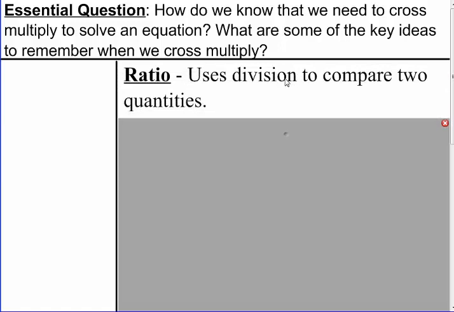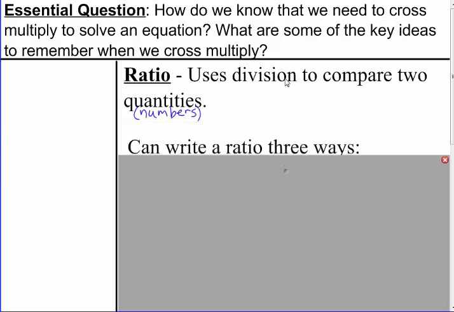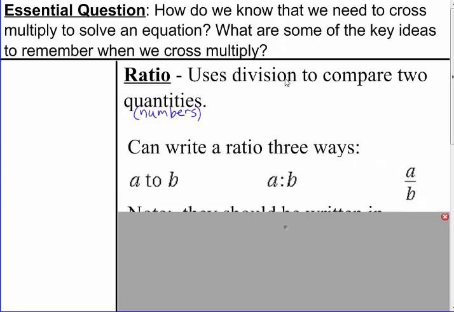So the first is a ratio. A ratio uses division to compare two quantities or numbers. Quantities means numbers. So I have some examples. There are 3 different ways that you can write a ratio. This is abstract, and then I'll show you with some numbers.